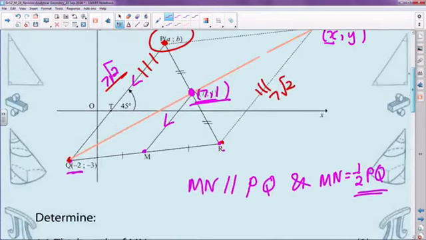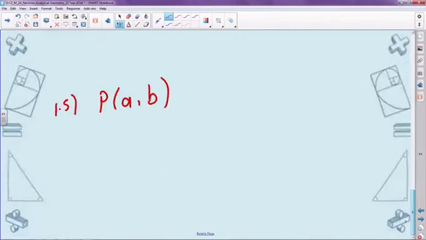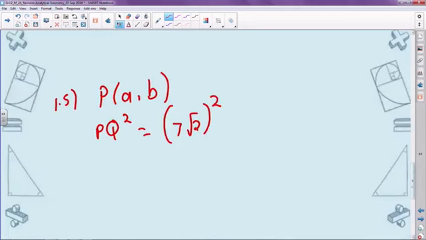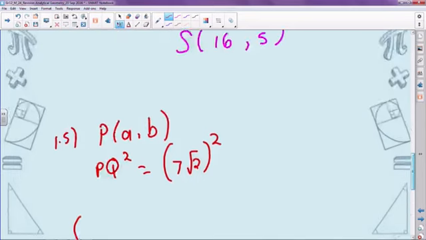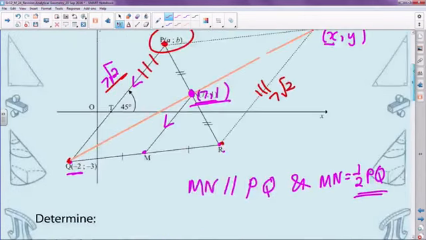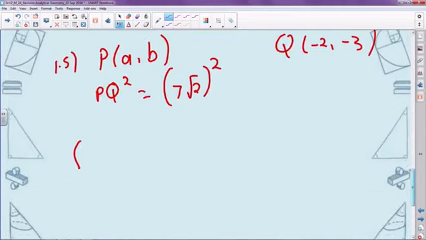The one thing we can do is use the distance formula from P to Q by saying PQ squared is going to be equal to (7 times the square root of 2) squared, because that is the length of PQ. And we can then plug in the values of a and b as a coordinate and work out what our values for a and b, or a in terms of b, would be. I just need the coordinates of Q. Q is (−2, −3). Okay, so let's substitute that into our distance formula.